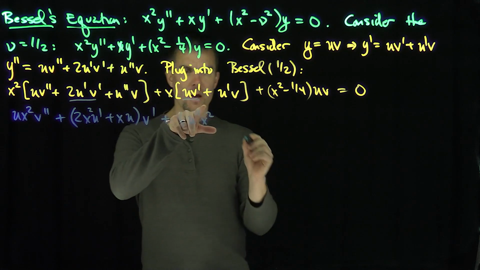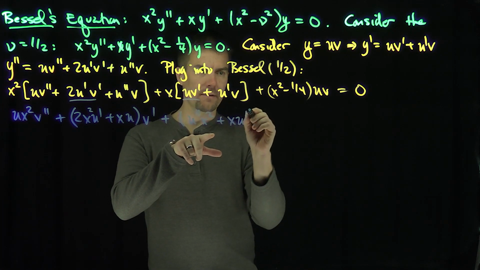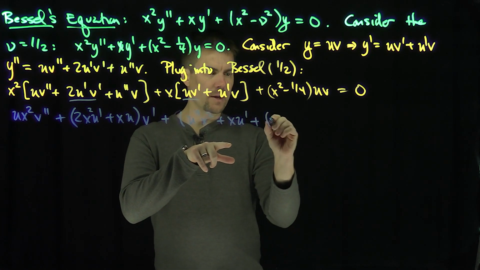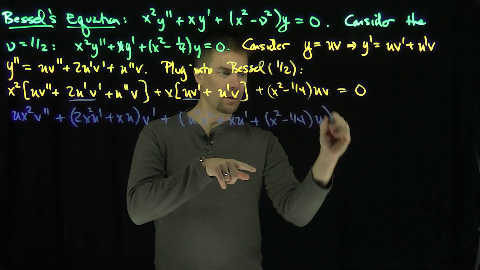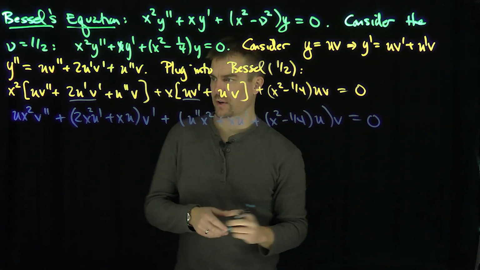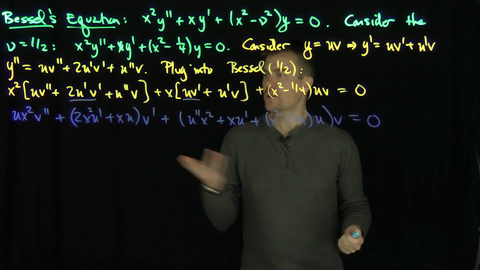That's a v term. And over here I'm going to have a plus x and then a u prime. That's a v term. And then the other v term is going to be an x squared minus 1/4. That's also a u term. And those are all times v is equal to 0. So I've taken the equation and made it much longer. But now the advantage is I can choose my parameter u to be whatever I wish.